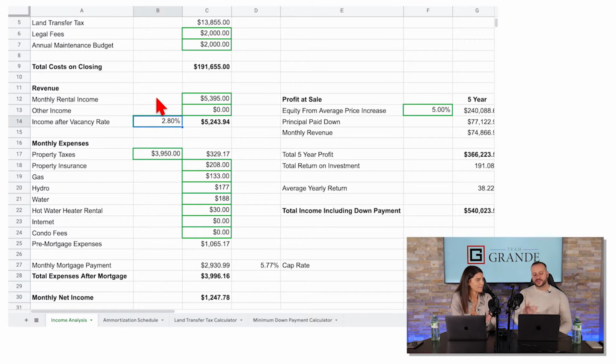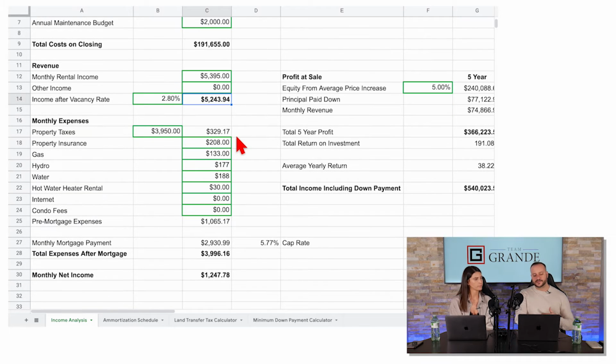Then we take into consideration the vacancy rate. Essentially, the vacancy rate is a percentage of the time that a unit may be vacant. This changes from city to city. Like Niagara Falls, it's 1.9, so they have less vacancy there. Some other places, it's above 3 or 4. 2.8 is Hamilton's, so we just apply that. It brings you down to, on average, $5,200 a month you make. And that's just accounting for times that your unit may be vacant.